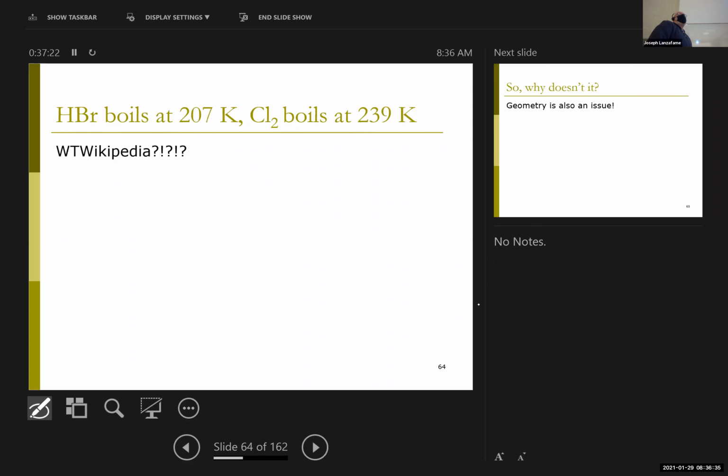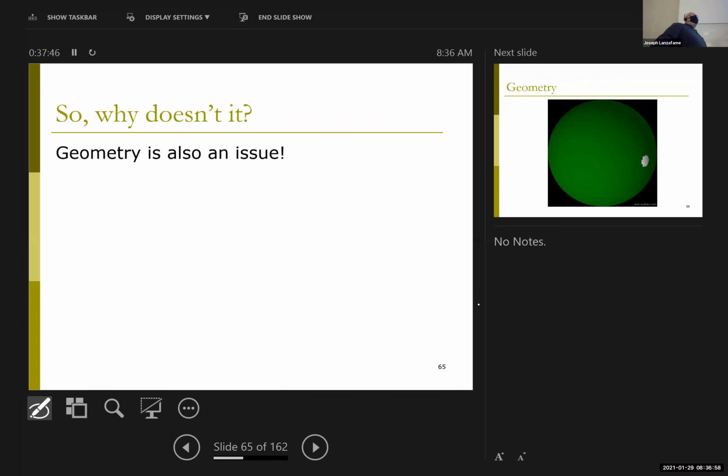So of course, it turns out chlorine does. Now they're close. All right. But everything says HBr should have the higher boiling point, yet chlorine does by a little bit. This is my caveat slide. So welcome to the caveat, right?